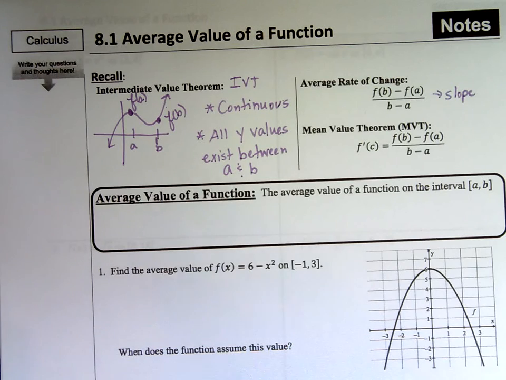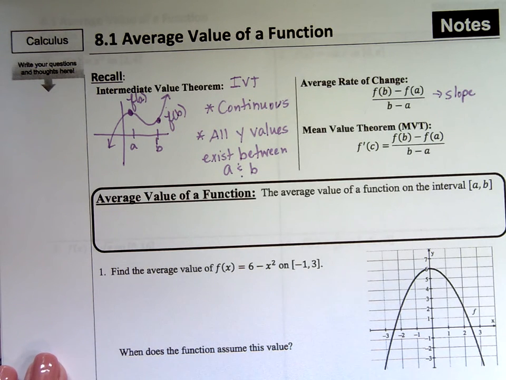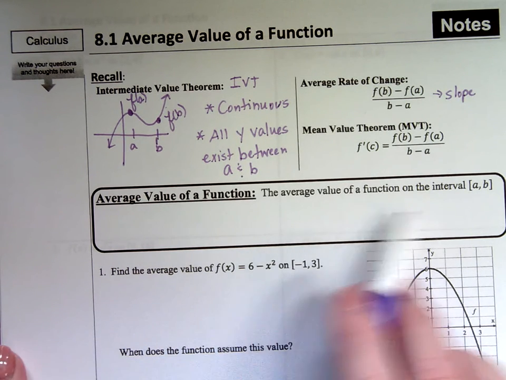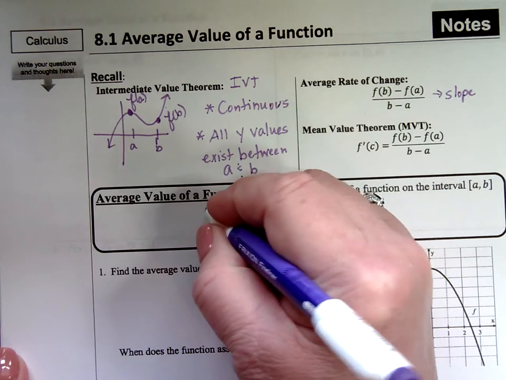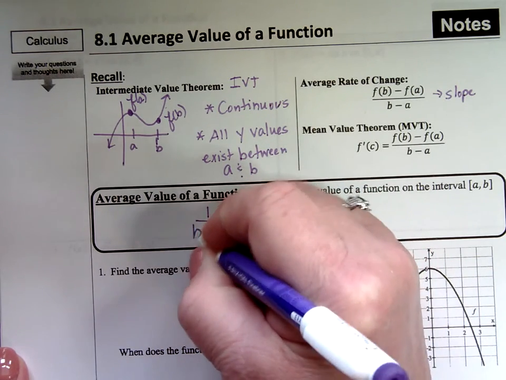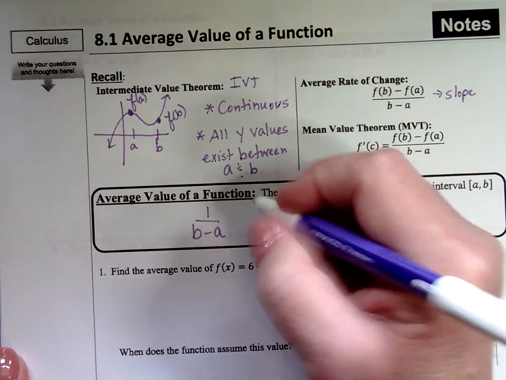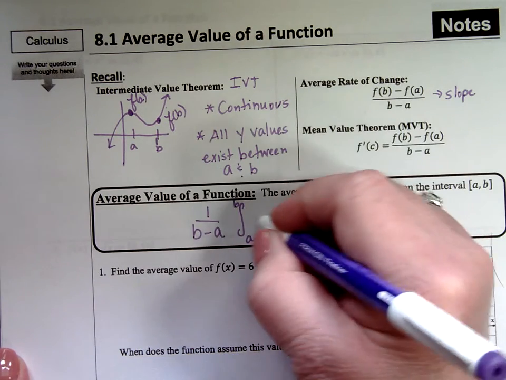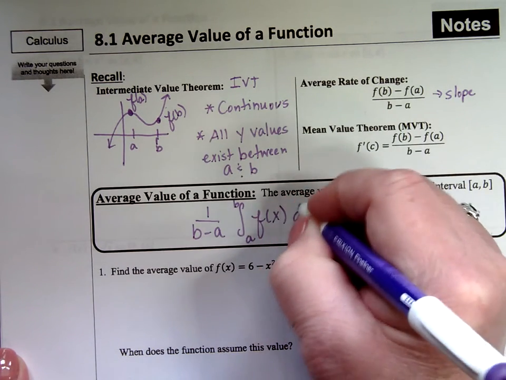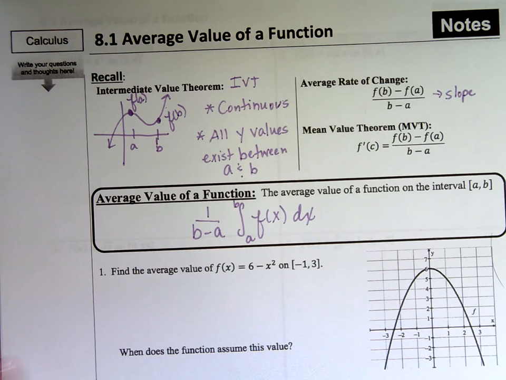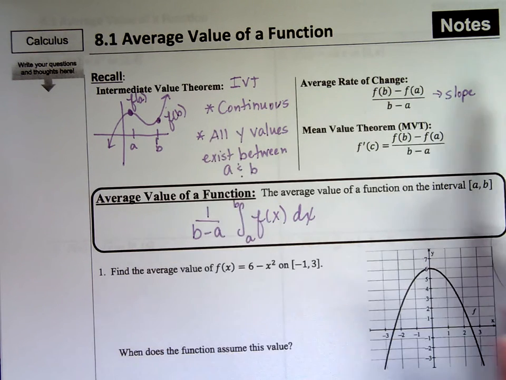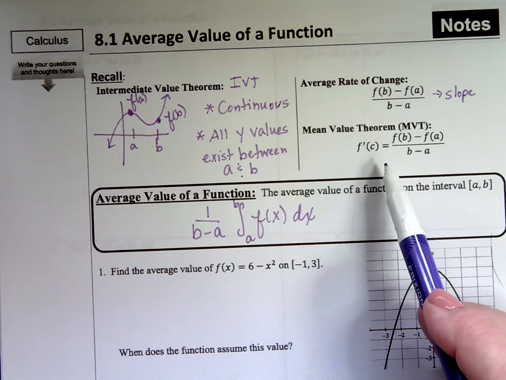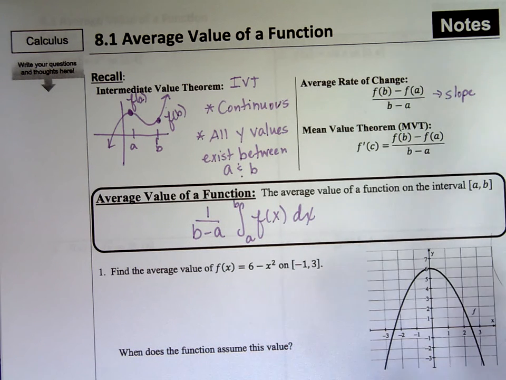And then we come to today's topic, the average value of a function. The average value of a function on an interval from A to B, they didn't write the formula in here, but here's what it is: 1 over B minus A times the integral from A to B of f of x dx. They couldn't talk about this before because you didn't know integrals when you learned the intermediate value theorem, the average rate of change, or the mean value theorem. So now we're adding in this average value, and it's all about the verbiage.